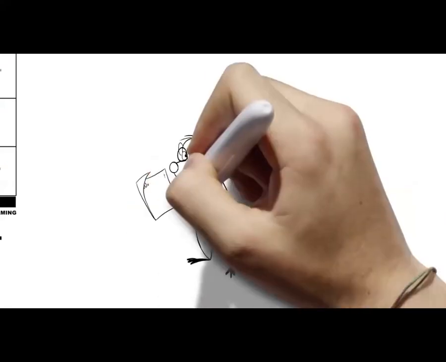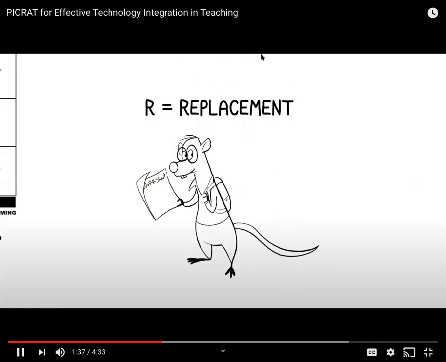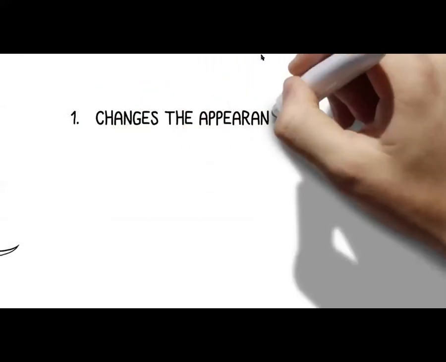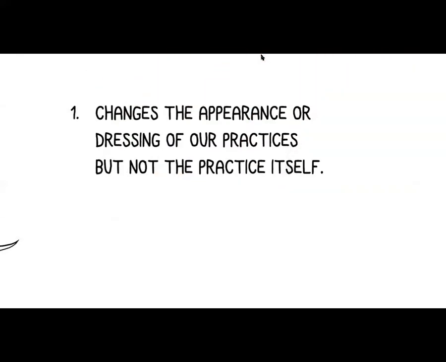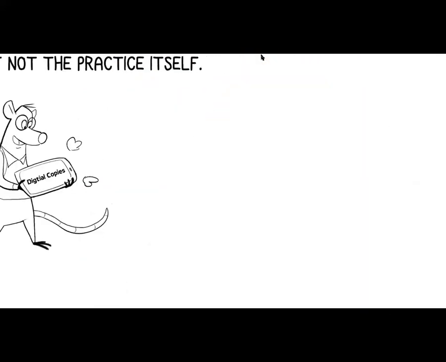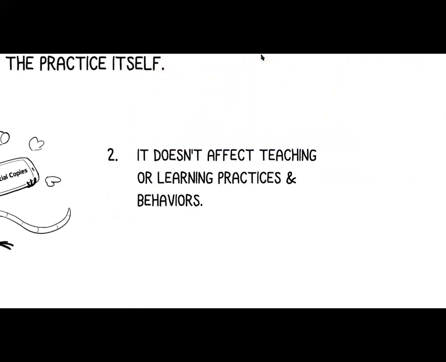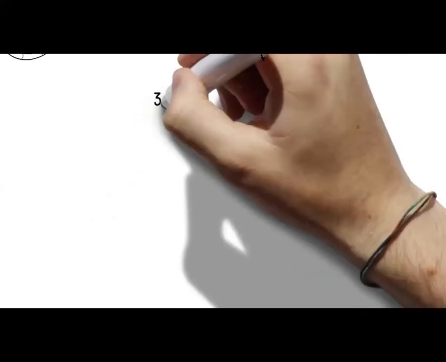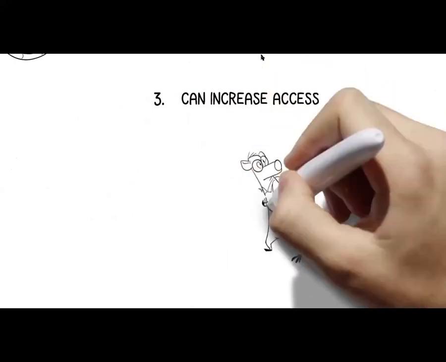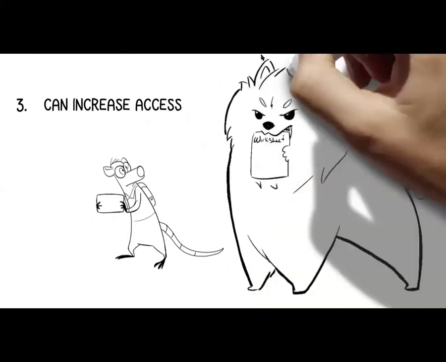Let me introduce the RAT model. The first letter R represents replacement. Replacement can mean the following. 1. Changes the appearance or dressing of our practices, but not the practice itself, making digital copies of traditional practices, recycling instruction. 2. It doesn't affect teaching or learning practices and behaviors. 3. Can still be a useful use of technology because it can increase access. For example, a digital worksheet won't get lost or eaten by your dog, but it doesn't really impact or improve learning.